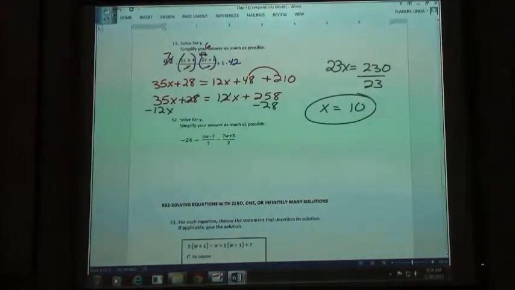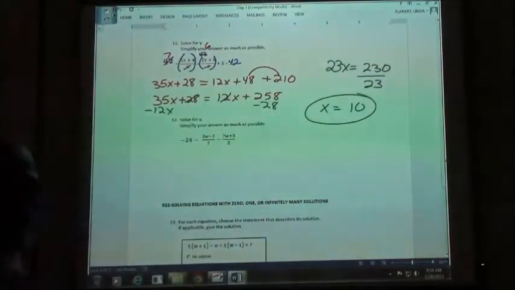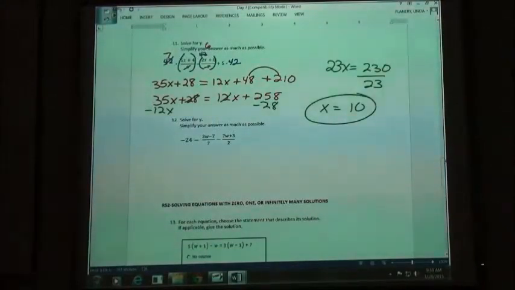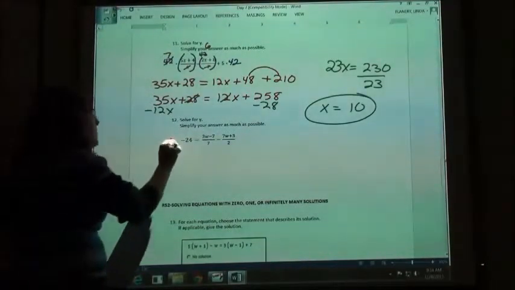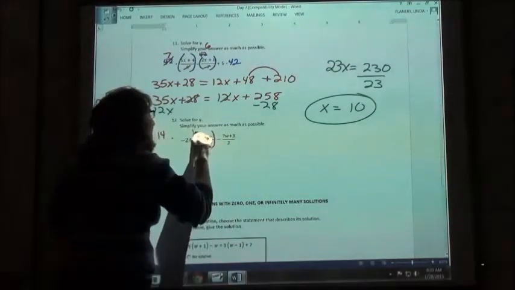So number 12. If we do that one, we have a 7 and a 2 for our denominators. Our least common denominator would be 14. So I'm going to multiply everything times 14, or in this case, I'm going to let you do it.